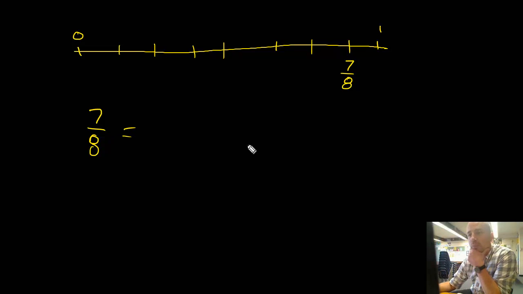What are 2 numbers, or maybe 3 numbers, that I could add together to get to 7? Well, for 7, I could do 3 plus 3, that would be 6, right? 6 plus 1 would be 7. And so I would do 3/8 plus 3/8 plus 1/8. I could do that.